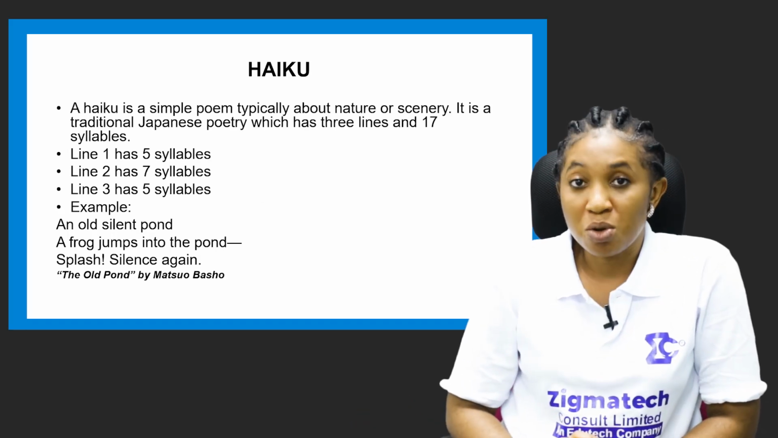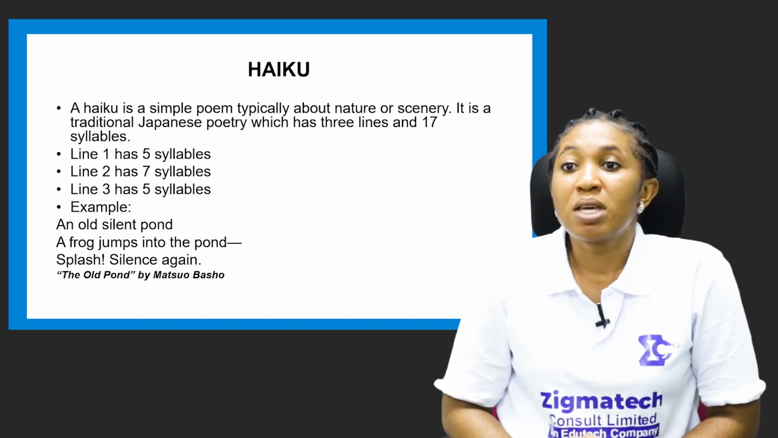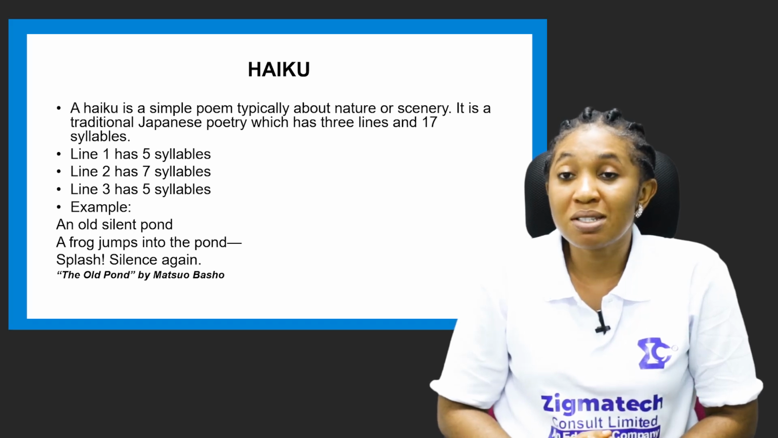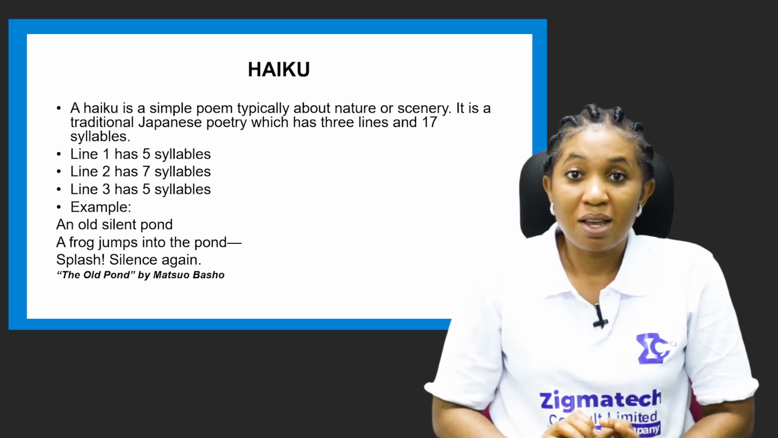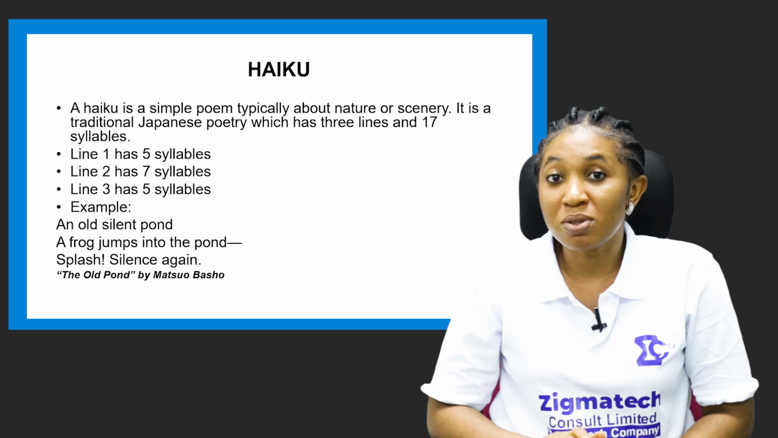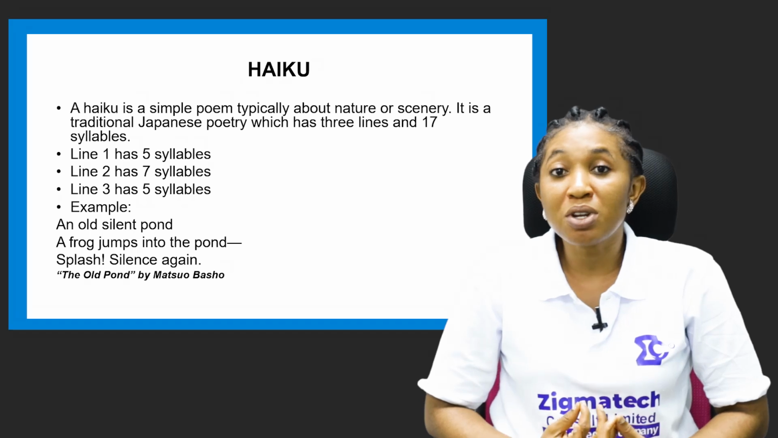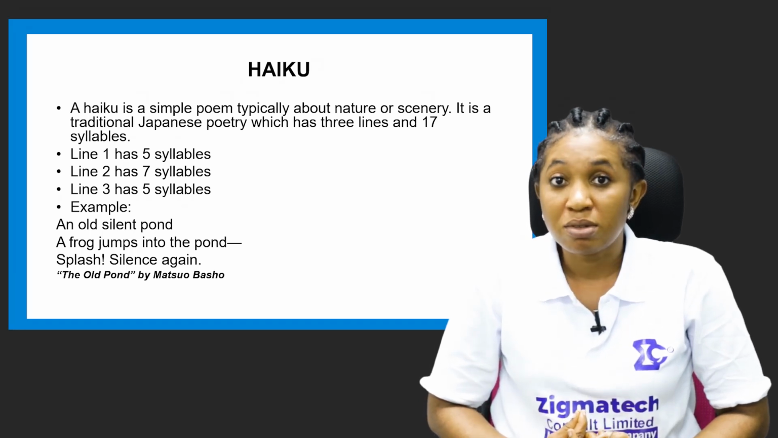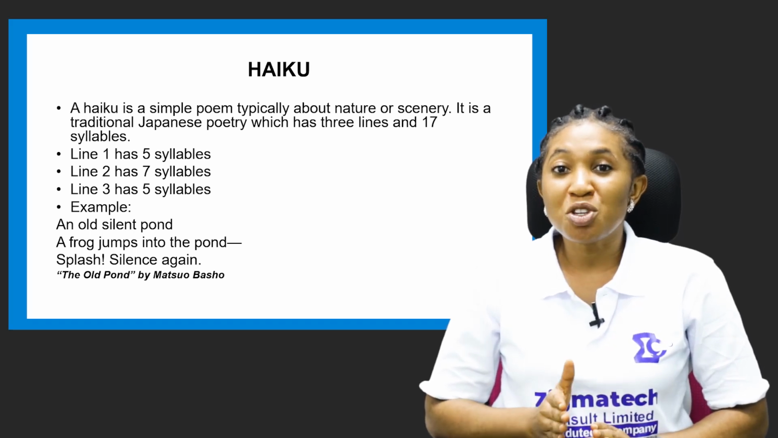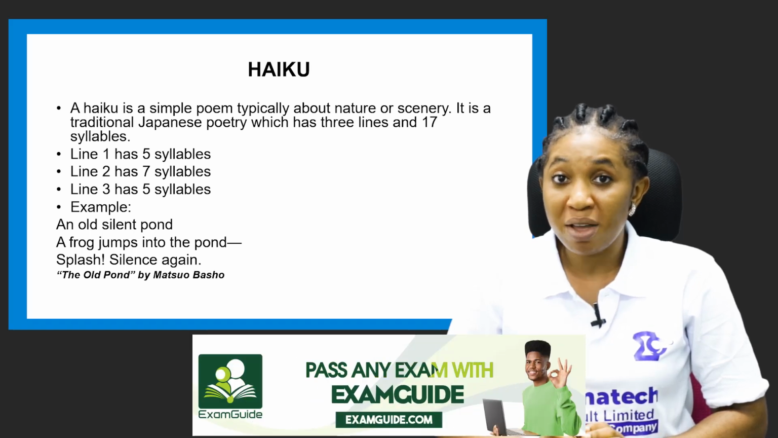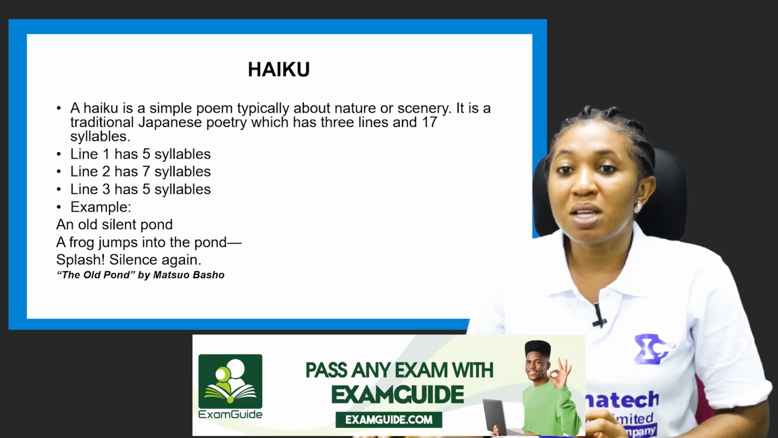The next one we have is haiku. Haiku is a traditional Japanese poem. It's a poem of 17 syllables. It usually has 3 lines, 3 lines of 17 syllables in total. Now, when we talk about syllables, a syllable is simply a unit of pronunciation. So, when you pronounce a word, that unit of the word that you can pronounce in one breath is called a syllable. Okay?